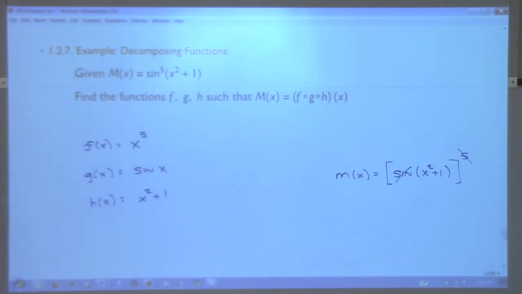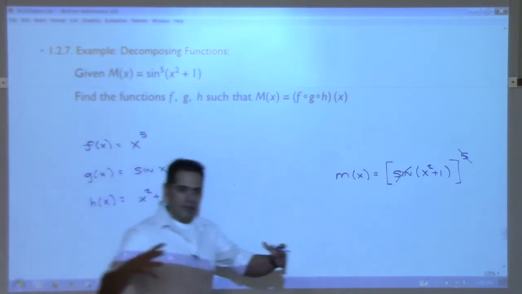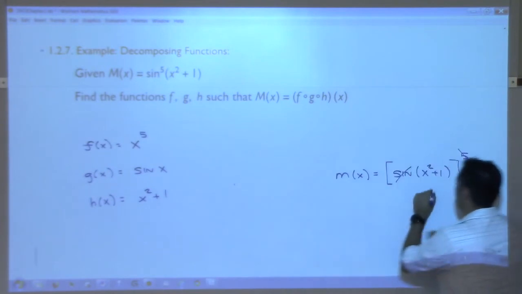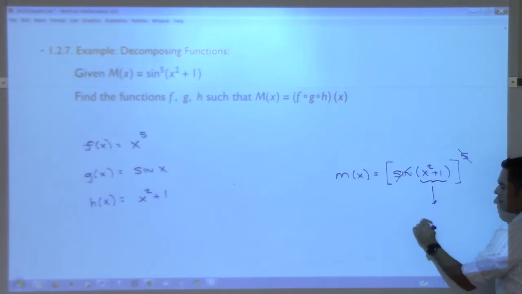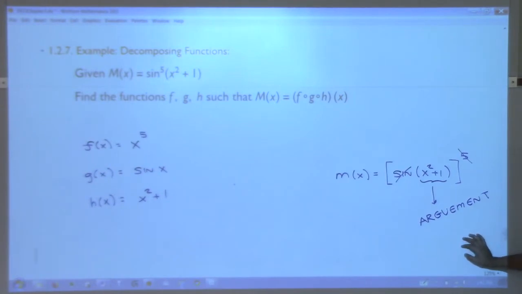So it's kind of like I worked my way from the outside in, like an onion, layer by layer. We had the fifth power, sine, and then the inside of the sine. By the way, what's this thing inside a function called? The thing that you plug inside of a function. Does anyone know the name for that? No? Okay, it's called the argument of the function. So the argument of the sine function here is x squared plus 1.